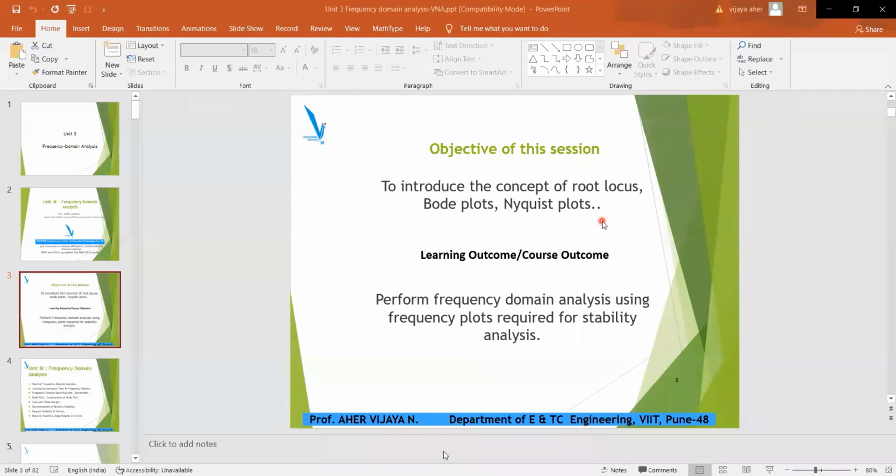Now after studying all these things contained under unit 3, students should be able to do this. This is nothing but your learning outcome, or you can say course outcome for our course control system. So the outcome is to perform frequency domain analysis using frequency plots. All these are frequency plots required for stability analysis. Depending on this plot, we are going to conclude whether our system under consideration is stable, unstable or marginally stable. Now let us proceed.